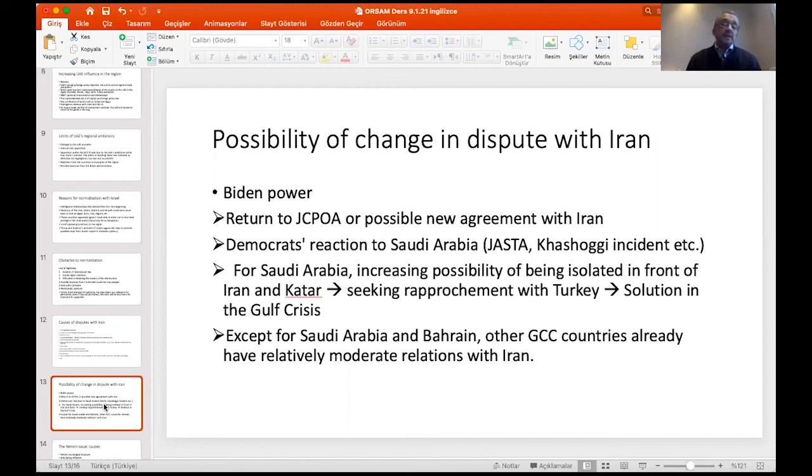And for Saudi Arabia, there is an increasing possibility of being isolated in front of Iran and Qatar. That's why Saudi Arabia began to seek rapprochement with Turkey and, of course, with Qatar, and that's why we saw the solution in the Gulf crisis. Except for Saudi Arabia and Bahrain, other GCC countries already have relatively moderate relations with Iran.